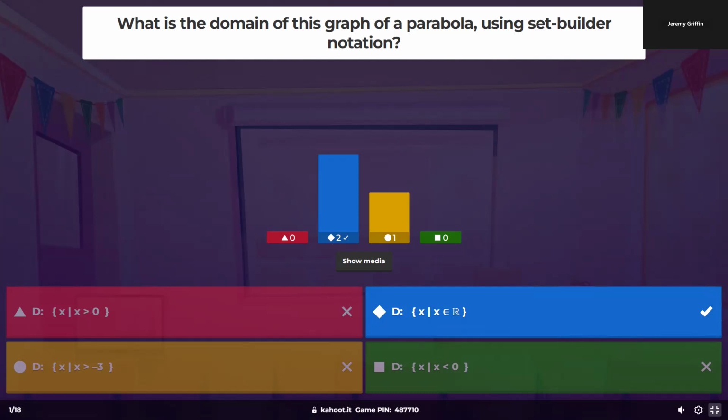What's the curly bracket? It's just the notation you use for this, set builder notation. This element right here, this is an element of. So this says x is an element of all real numbers. All right, you guys good?